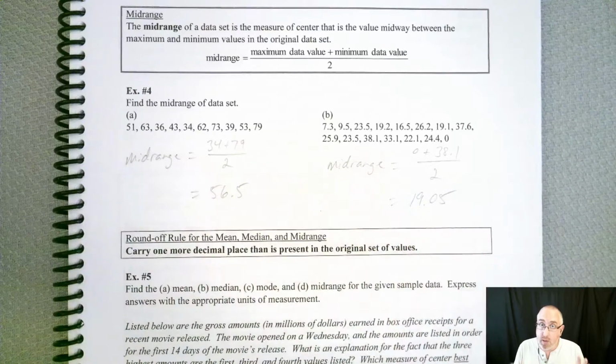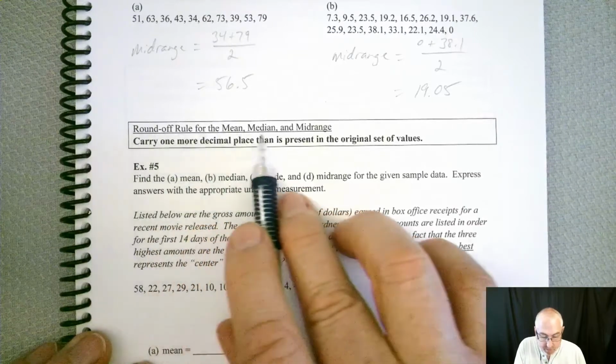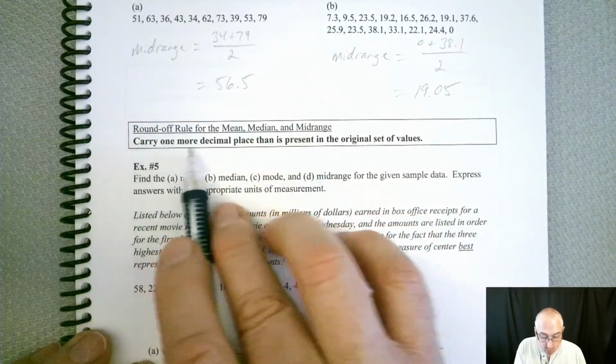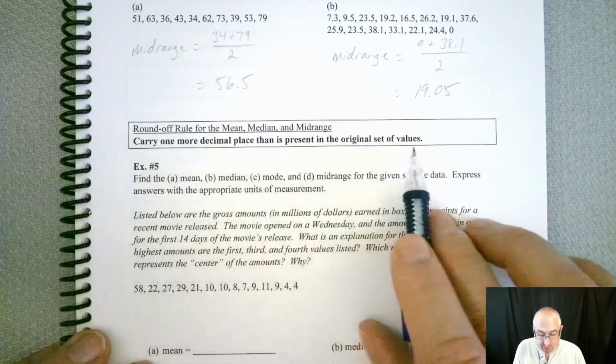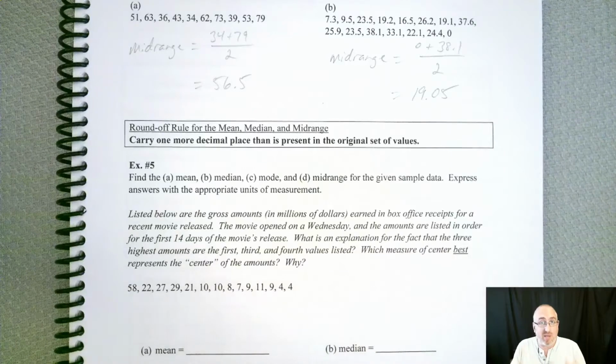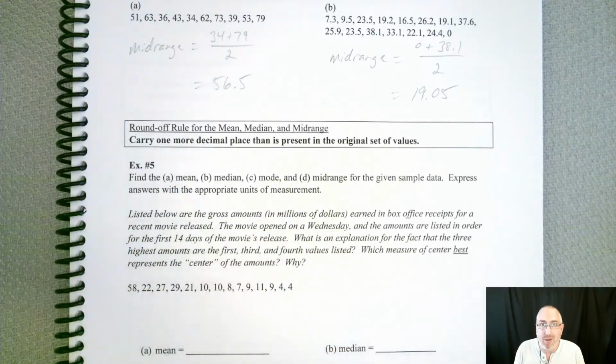So just to formalize that rounding rule, let's take a look at the next part. It says, the round-off rule for the mean, median, and mid-range: carry 1 more decimal place than is present in the original set of values. So that's exactly what we said. Always have that 1 extra level of accuracy with those calculations. Now mode's not included because mode is actually one of those values.